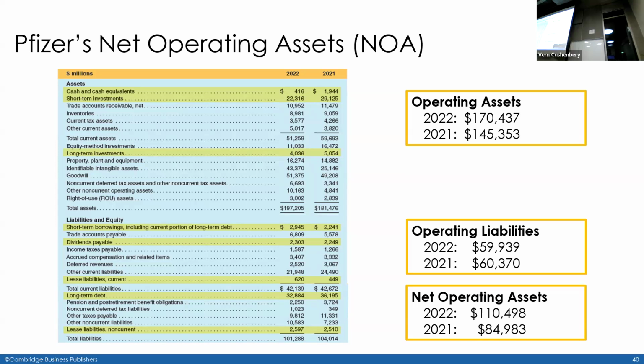Long-term investments, same thing. We get down into the liabilities and equity section, we're excluding short-term borrowings, including the portion of long-term debt, dividends payable, lease liabilities, and long-term debt as all non-operating. Everything else, core to business operations, so we're going to deem that to be an operating asset.